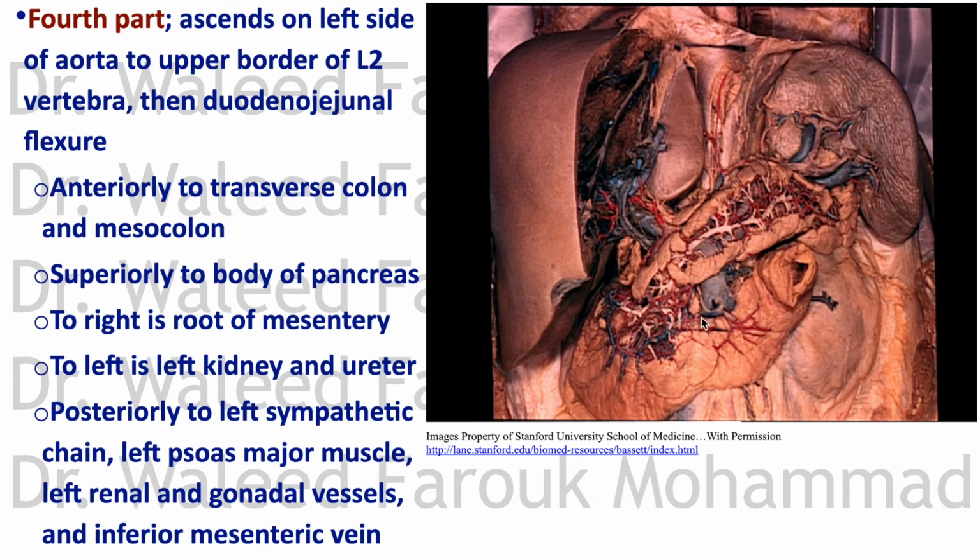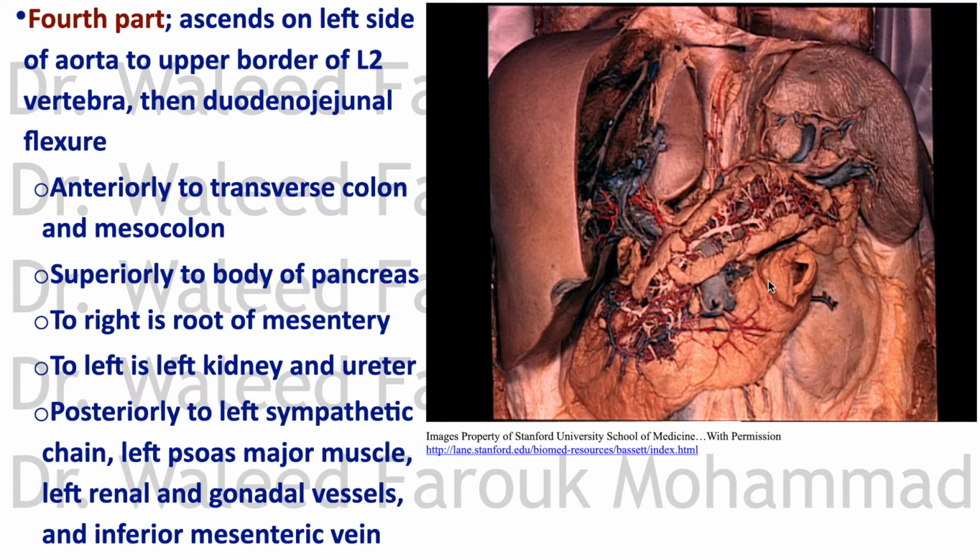The fourth part, which is this one, the ascending part, the short one, at the level of L2, forms eventually the duodenojejunal flexure. Anteriorly, it's related to the transverse colon and mesocolon. Superiorly to the body of pancreas. Now we are at the level of the body of pancreas, see, not the head and the uncinate process.